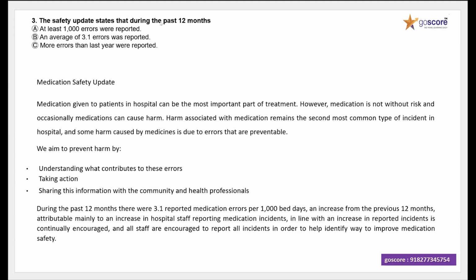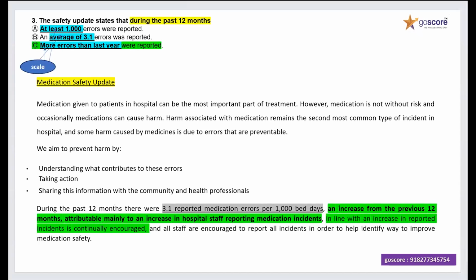Yes, here during the past 12 months, we can move to that paragraph, right? During the past 12 months, there were 3.1 reported medication errors per 1,000 bed days, an increase from the previous 12 months attributable to staff reporting medication incidents in line with an increase in reported incidents is continually encouraged, and all staff are encouraged to report all incidents in order to help identify ways to improve medication safety.